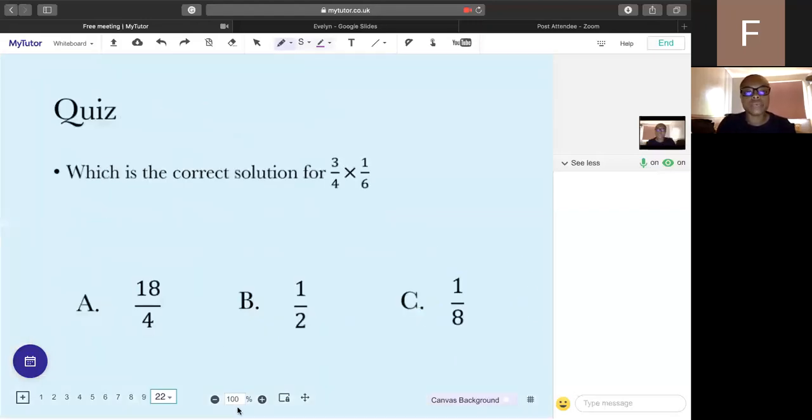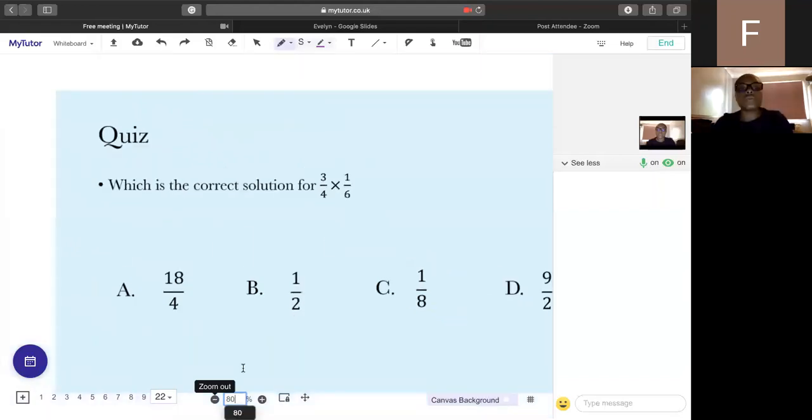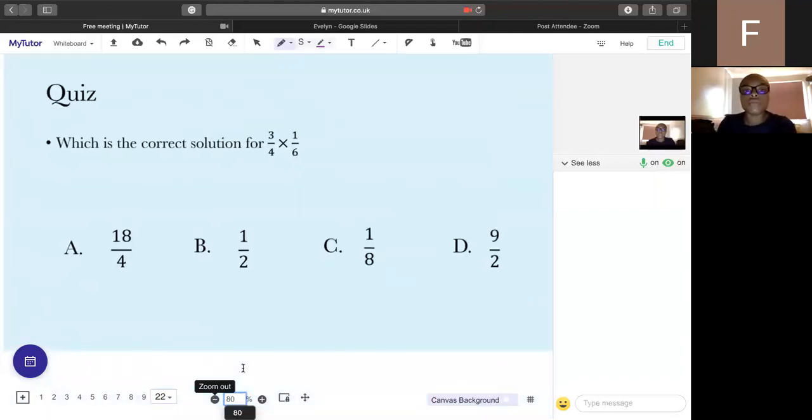So let's look at a quick quiz. Which is the correct solution for 3 over 4 multiplied by 1 over 6? Is it 18 over 4? Is it a half? Is it an eighth? Or is it 9 over 2? Now, once you do work it out, leave it in its simplest form. So let's look at it. Let's see if we have to simplify it anyways.